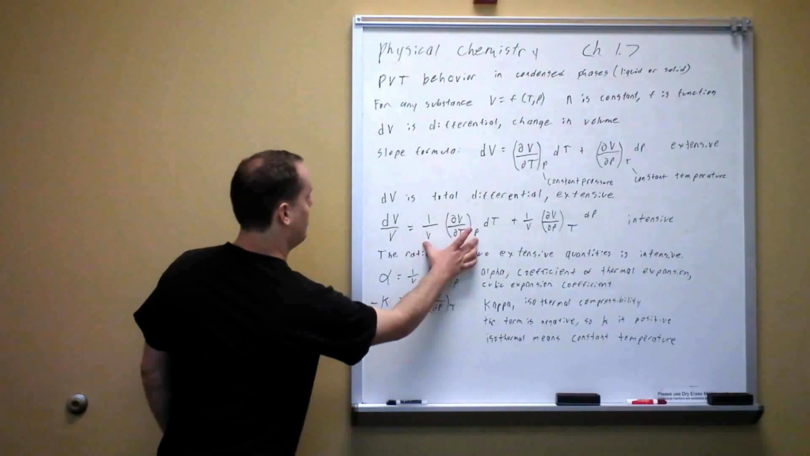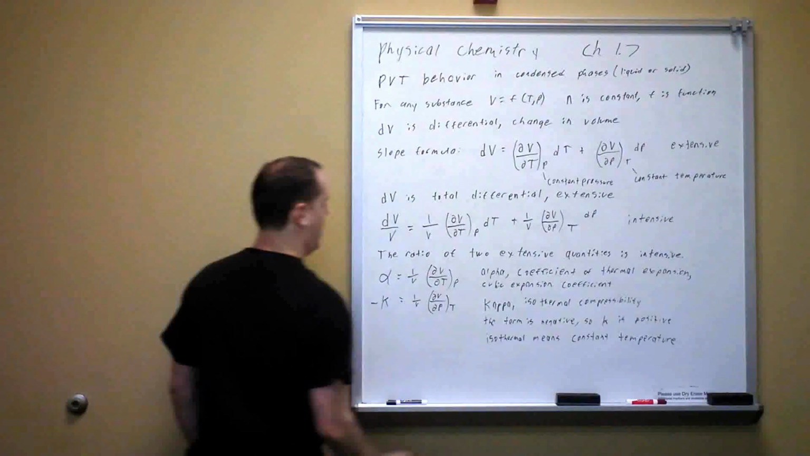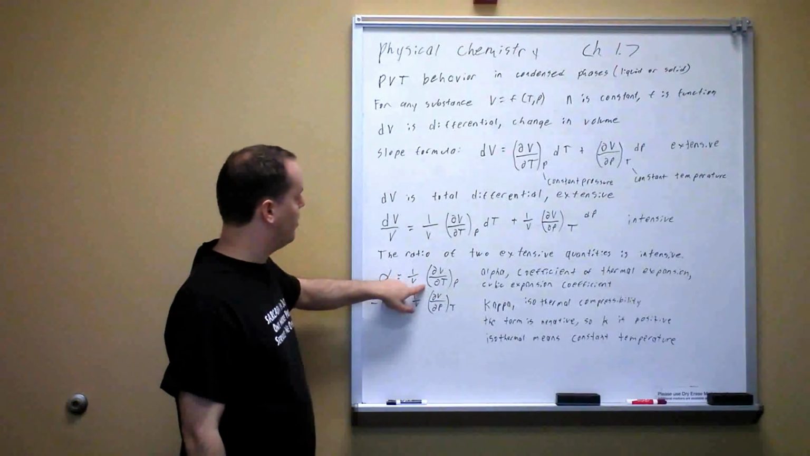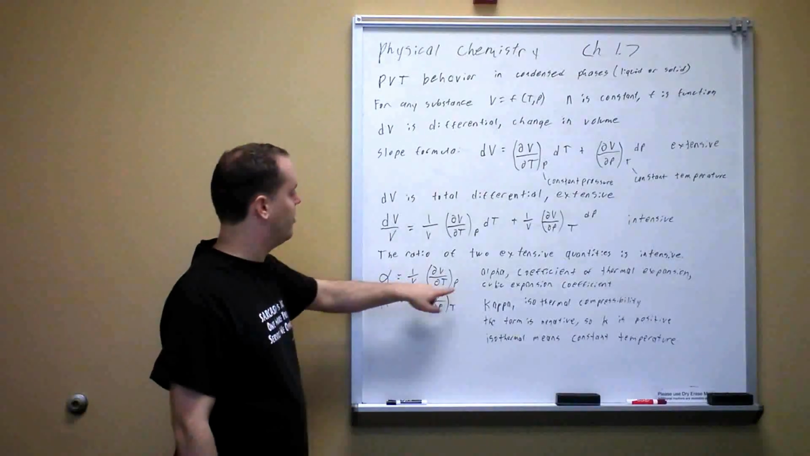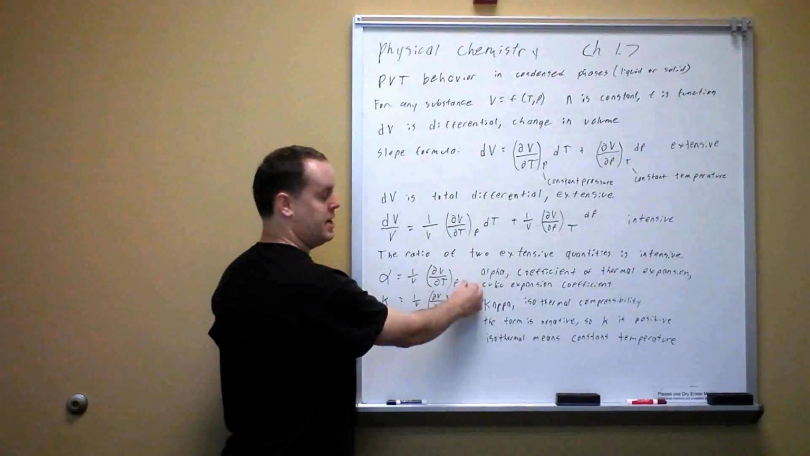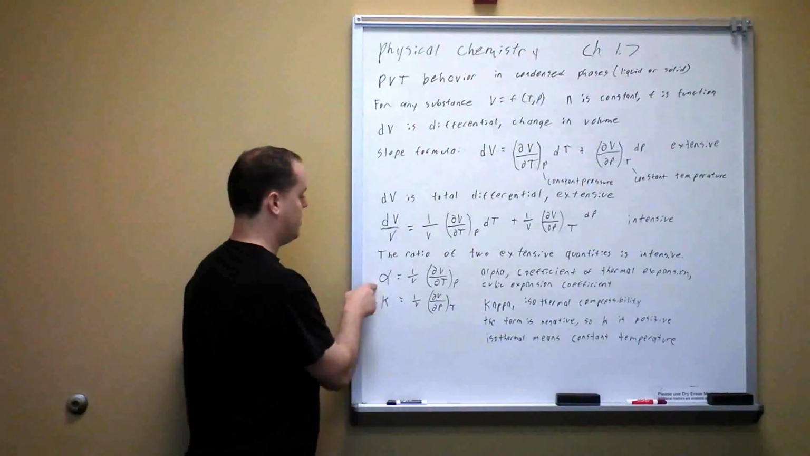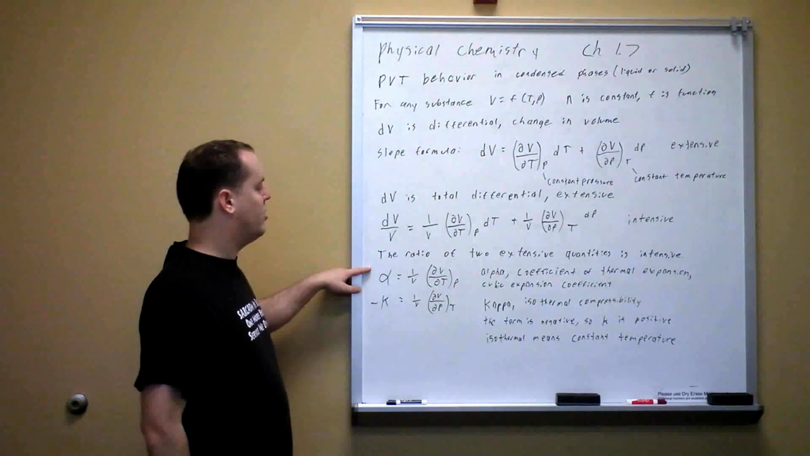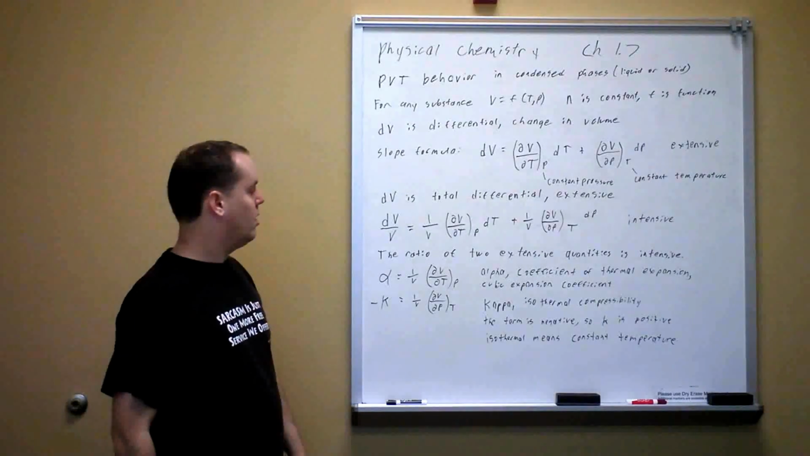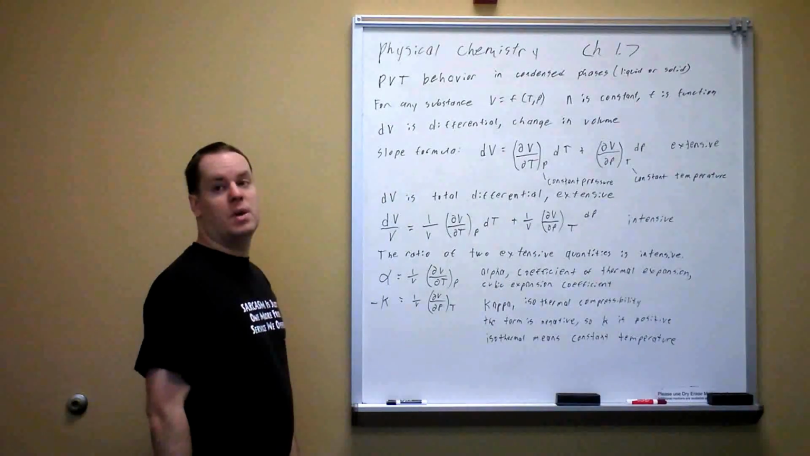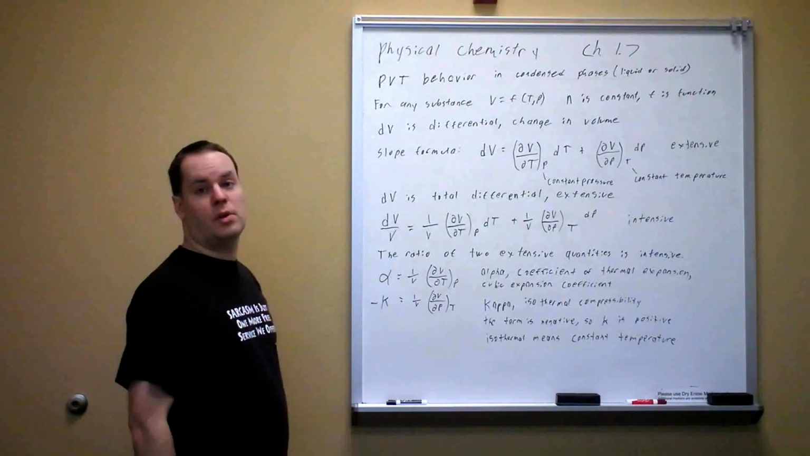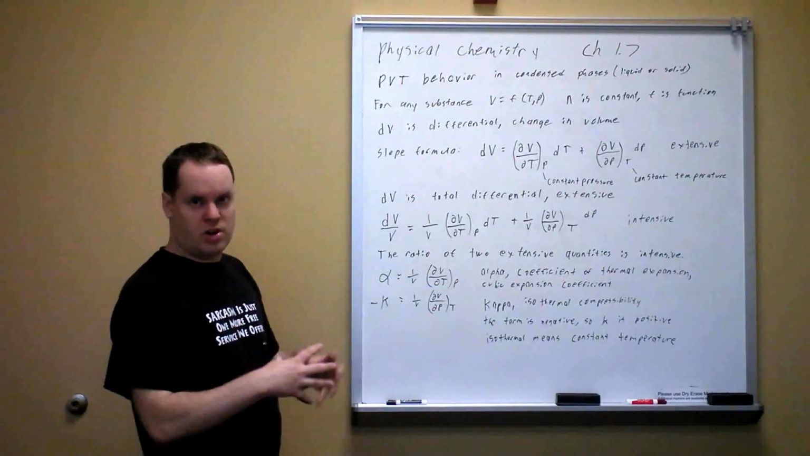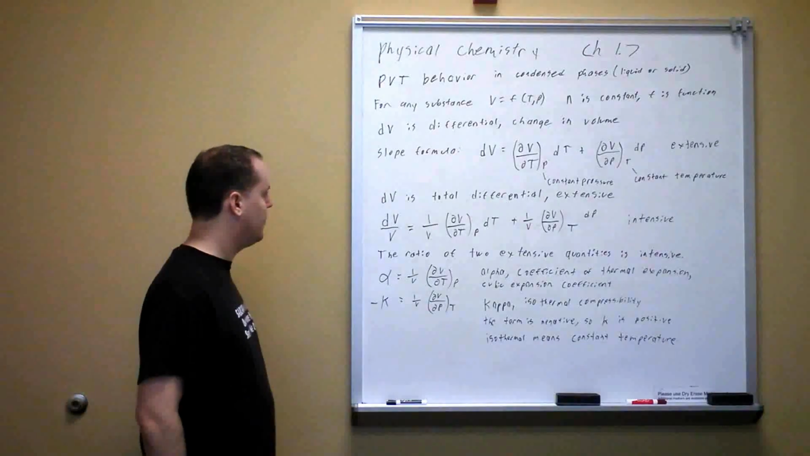Now these terms right here have very special names. This one here is alpha. So alpha is 1 over V times the derivative of volume with respect to temperature at constant pressure. Notice there's no dT term here. So this is the Greek letter alpha, and this is the coefficient of thermal expansion, also known as the cubic expansion coefficient. Be careful, because there is another coefficient of thermal expansion that would only be linear. That's why this one's called cubic, because it's the change in volume, not just in one dimension.